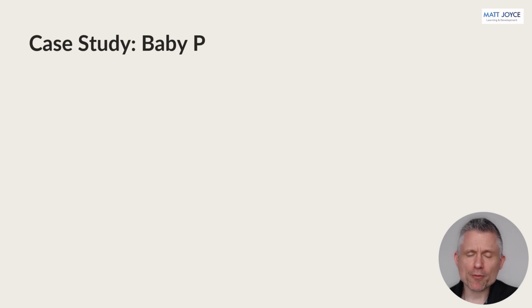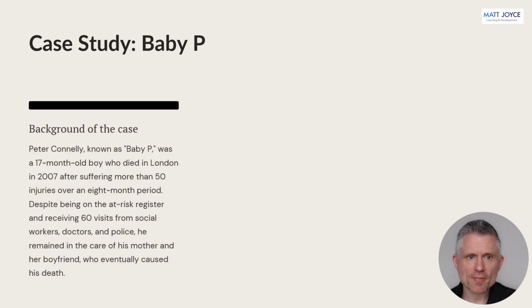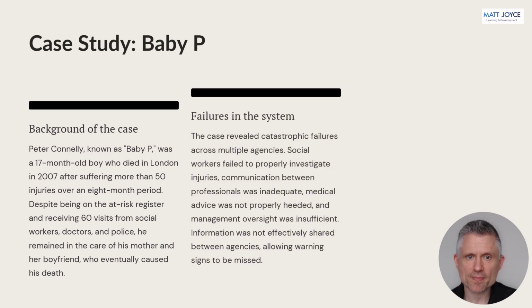I thought it would be helpful within this session to revisit a few cases. First of all, Baby P. So the background to the case. Peter Connolly, known as Baby P, was a 17-month-old boy who died in London in 2007 after suffering more than 50 injuries over an 8-month period. Despite being on the at-risk register and receiving 60 visits from social workers, doctors and police, he remained in the care of his mother and her boyfriend, who eventually caused his death.